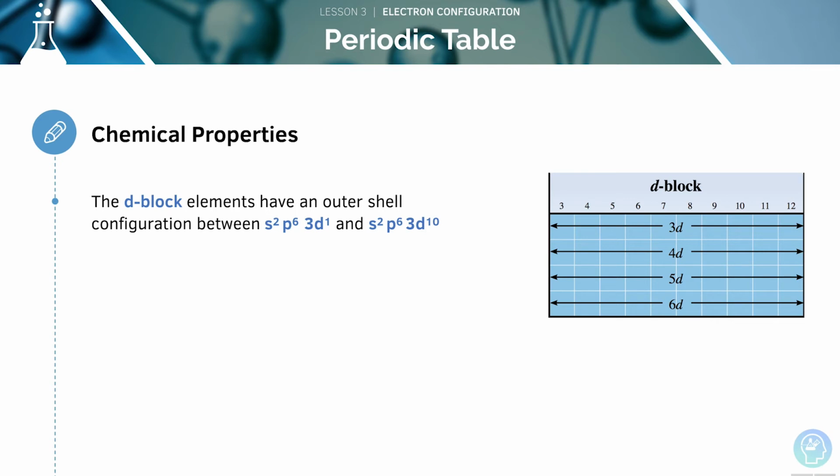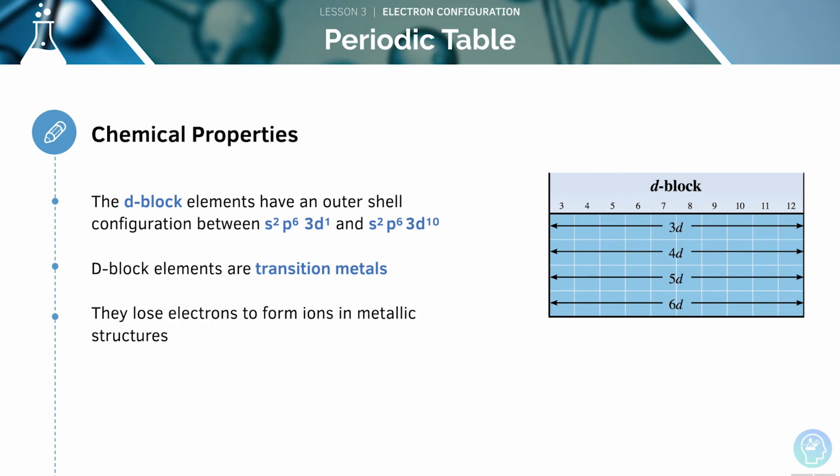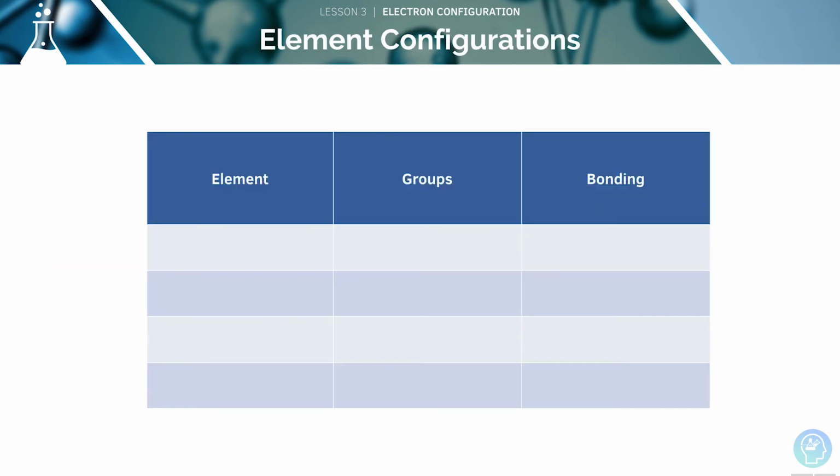The d block elements have an outer shell configuration between s2p6 3d1 and s2p6 3d10. They are often called transition metals. They will lose electrons from their s and d subshells, forming positive ions in metallic structures. Inert gases are found in group 0, and they have an s and p subshell that are full. These are inert because they do not transfer electrons.